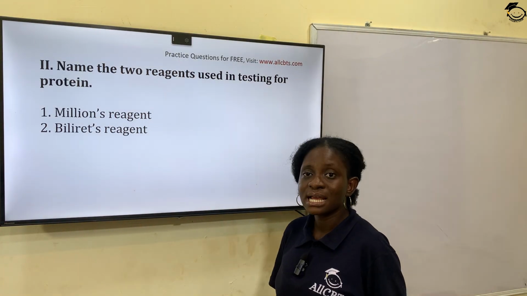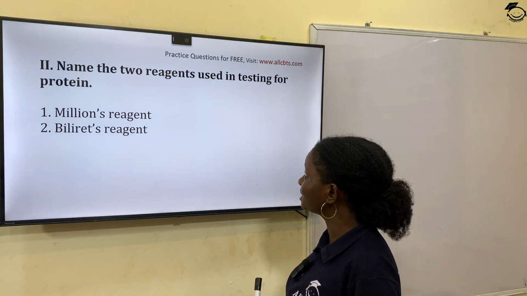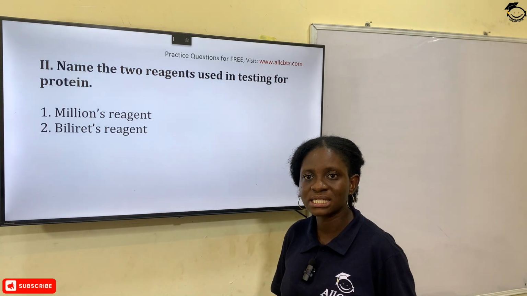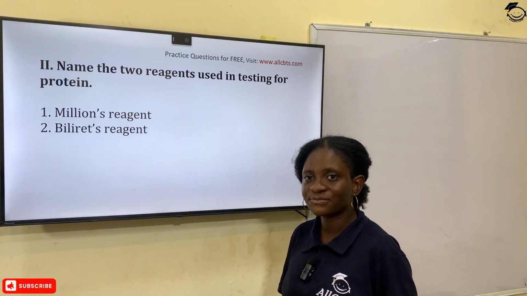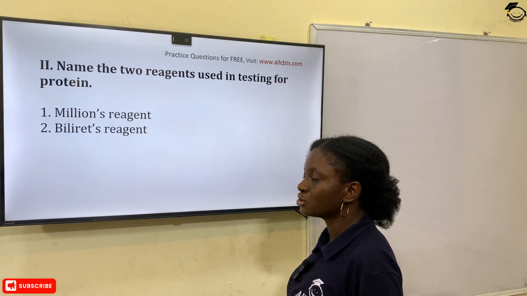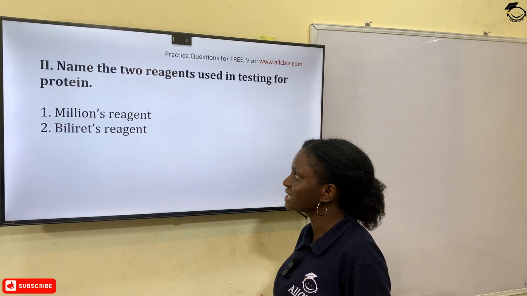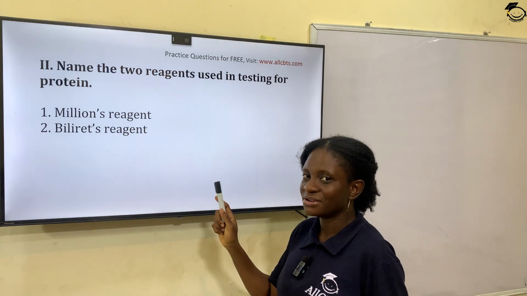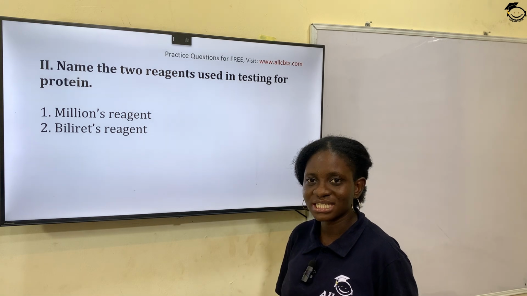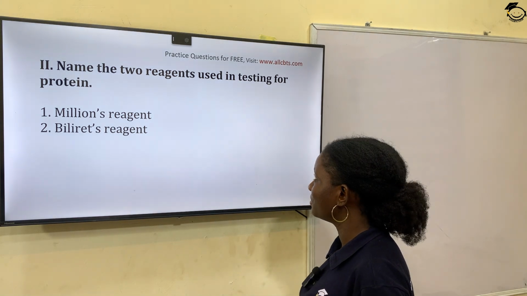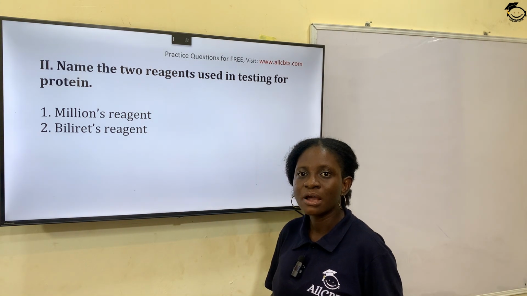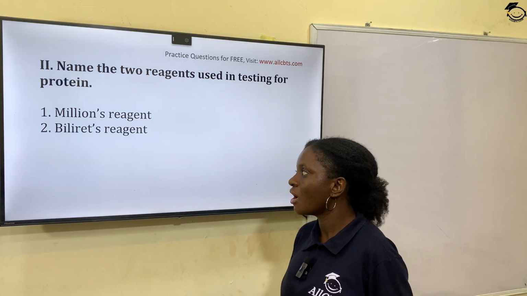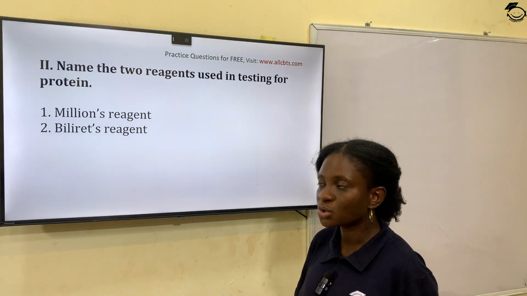Then, name the 2 reagents used in testing protein. To test for the presence of protein, the 2 reagents involved are the Millon's reagent and the Biuret reagent. Millon's reagent and the Biuret reagent are used to test for the presence of protein. Next question.